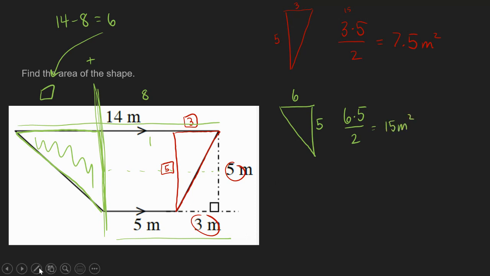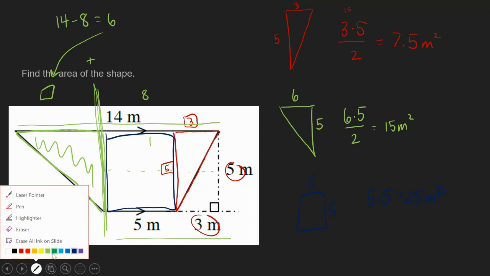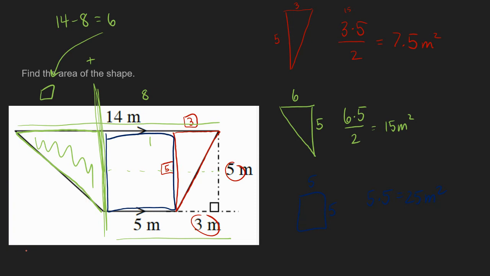And the last chunk that I have to look at is in the middle here. It ends up being a square because it's a 5 by 5. So 5 times 5 is 25. Well, that color's kind of hard to see. And then the last step is to just add them all together to get your total area of 47 and a half, and it's in meters squared.